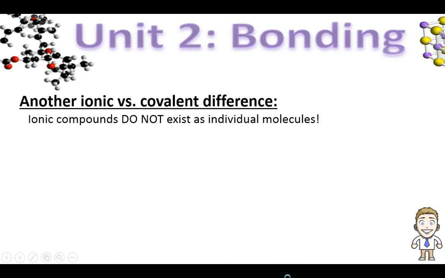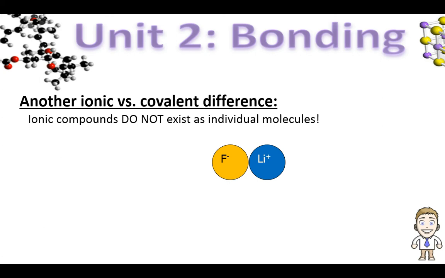This brings up one other really important difference between ionic and covalent compounds, and that difference has to do with what these two different substances look like, or how they exist in nature or in real life, however you want to say that. Ionic compounds do not exist as individual molecules. Let me show you what I mean by this with lithium fluoride, the same substance we've been talking about for the past 4 or 5 videos.